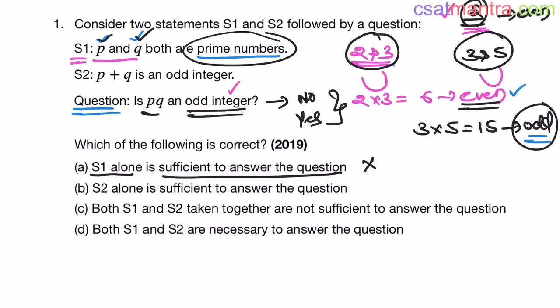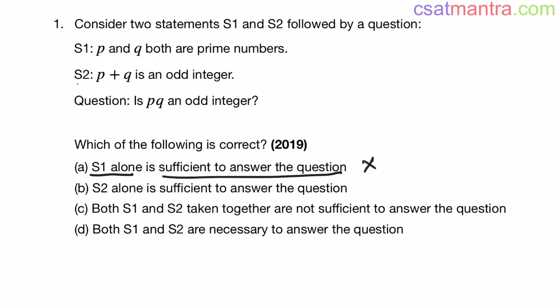Now let's take statement 2 and see if we can answer this question or not. Statement 2: P plus Q is an odd integer. Now remember here, this statement and that statement, there is no relationship between them whatsoever. This is totally independent and that is totally independent, okay? So P and Q are not prime numbers here, my friends.